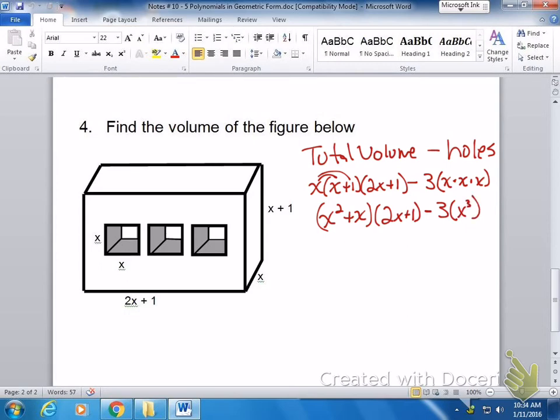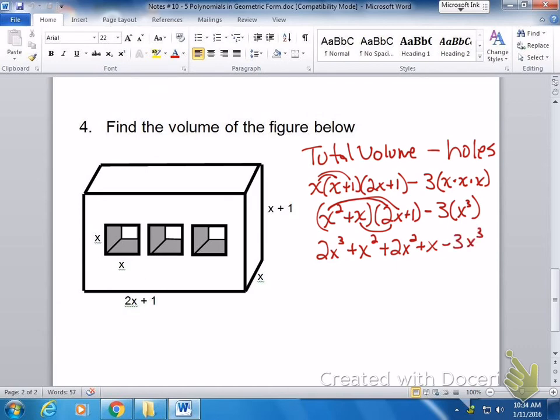Now let's go ahead and do our distribution again. X squared times 2x is 2x cubed. X squared times 1 is plus x squared. X times 2x is plus 2x squared. And x times 1 is plus x. Minus 3 times x cubed is 3x cubed.